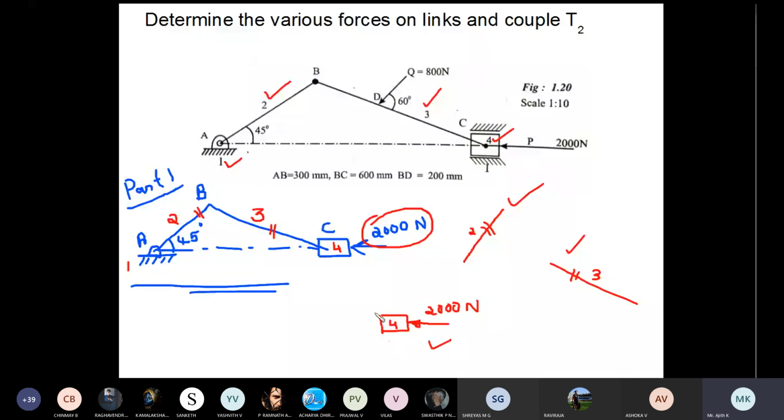Newton on link number 4. A force of, or two more forces.